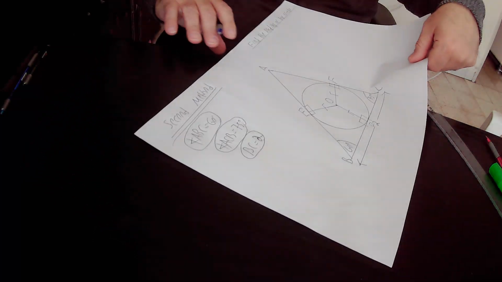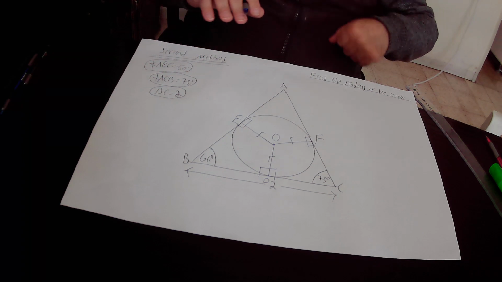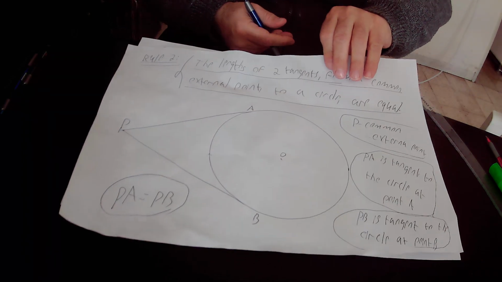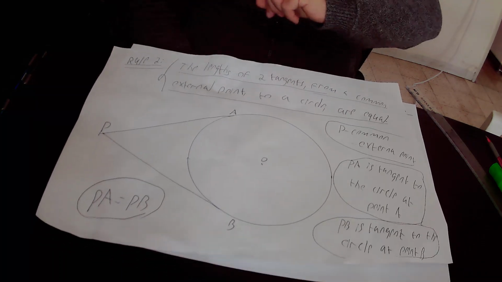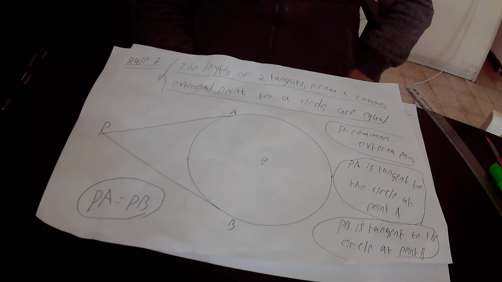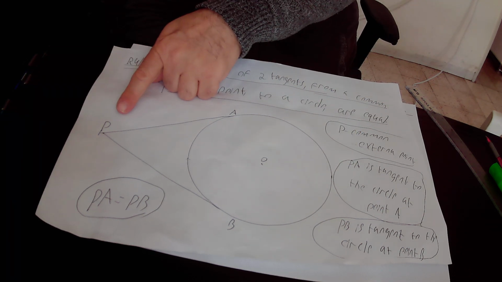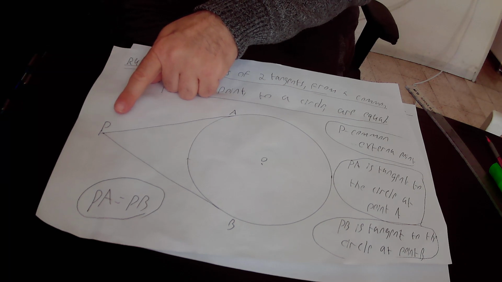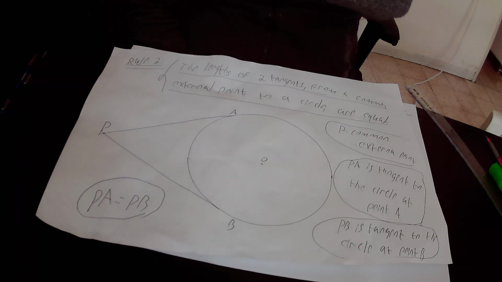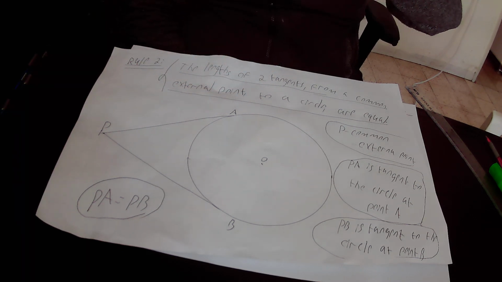We can implement in our drawing also rule number 2. I'll take quickly on rule number 2. According to rule number 2, the lengths of two tangents from a common standpoint to a circle are equal. In the drawing we have a circle and a common standpoint point P. From point P we have two tangents to this circle, tangent PA and tangent PB. According to rule number 2, they are equal to each other. That is to say, PA equals PB.